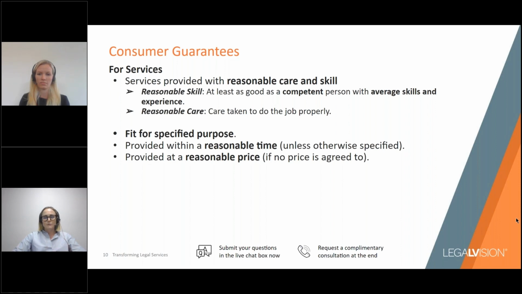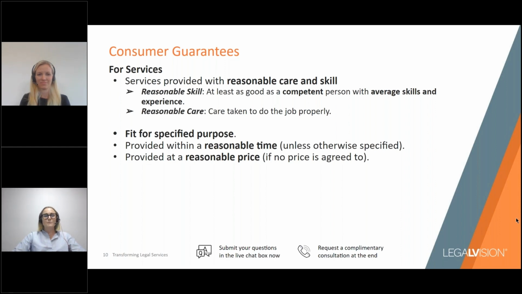For example, in order to fulfill the guarantees of due care and skill, any work must be completed to a standard that is at least as good as work completed by a competent person with average skills and experience for that type of work. Reasonable skill is about applying technical knowledge and know-how, and reasonable care is how much care is taken to do the job properly.